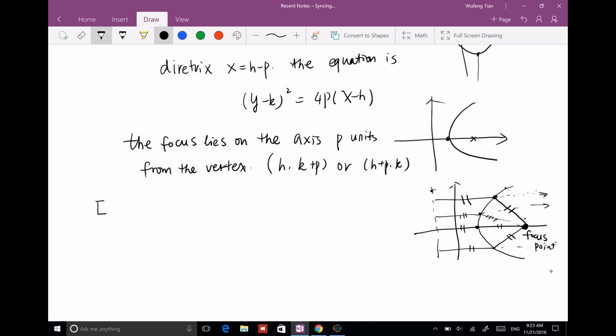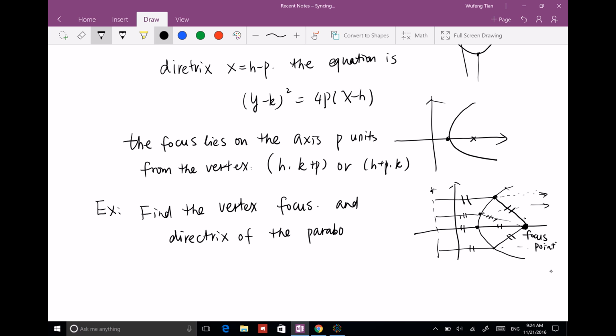All right, let's look at an example and find the vertex, focus point and the directrix of the parabola y squared equals negative 8x. Okay, I'll give you 1 minute to try it by yourself.